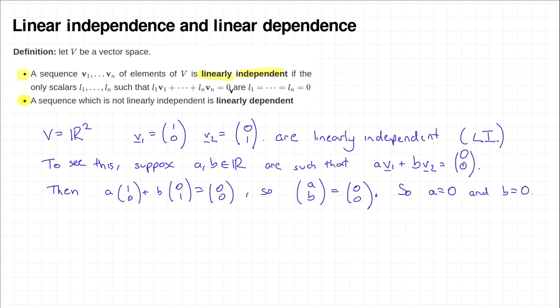Now let's try an example of some vectors which are not linearly independent, so which are linearly dependent. We're going to stick with the same vector space. V is R squared, but this time we're going to have three vectors. v1 will be (1, 0), v2 will be (0, 1), and v3 will be (1, 1). Now I claim that those vectors are linearly dependent, which again we'll often write LD for short.